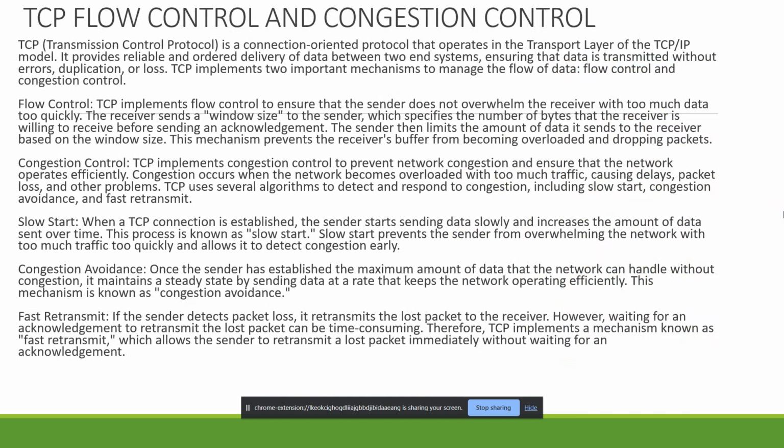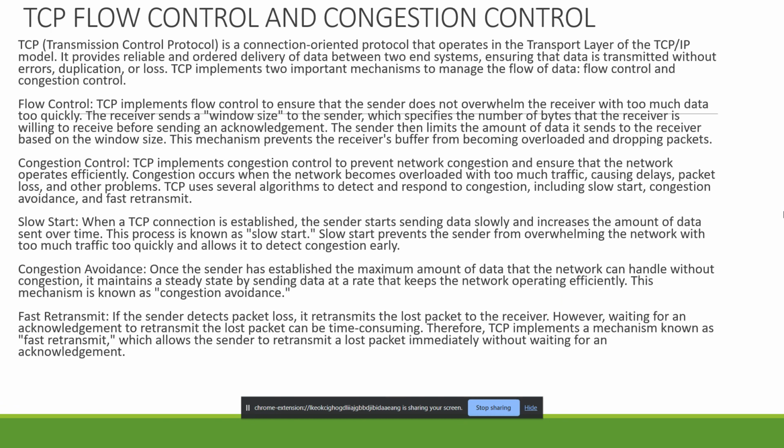TCP flow control and congestion control. TCP is a connection-oriented protocol which operates in the transport layer. It implements two important mechanisms to manage the flow of data, which are flow control and congestion control. TCP implements flow control to ensure that the sender does not overwhelm the receiver with too much data too quickly. The receiver sends a window size to the sender, which specifies the number of bytes that the receiver is willing to receive before sending an acknowledgement. The sender then limits the amount of data it sends to the receiver based on the window size, and this mechanism prevents the receiver's buffer from becoming overloaded and dropping packets.